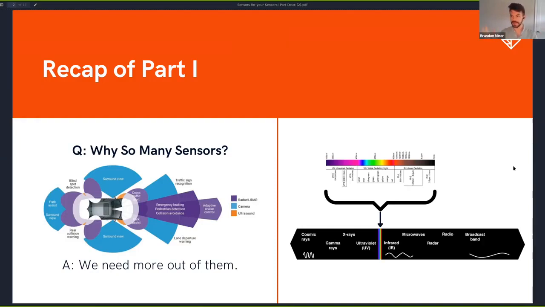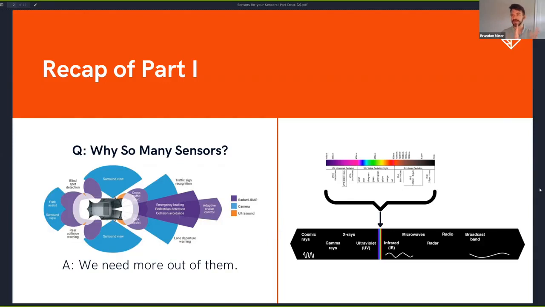They all compensate for each other. They all have a role. They're all important. So having them all there is a necessity. We need more out of our machines. We need more sensors. And we took an electromagnetic view of these things and saw exactly why these sensors compensate for one another.